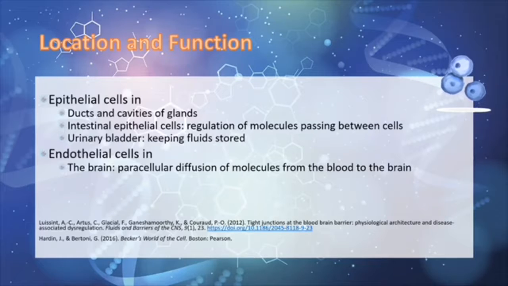Tight junctions are found in cells such as epithelial and endothelial cells. The usage of tight junctions in urinary bladders is to make sure urine stays in the bladder. Also, their usage in endothelial cells is to create a selective barrier between the blood and the brain.